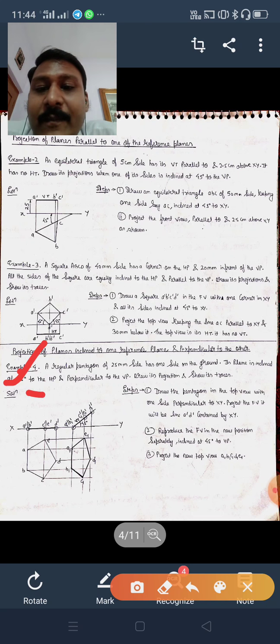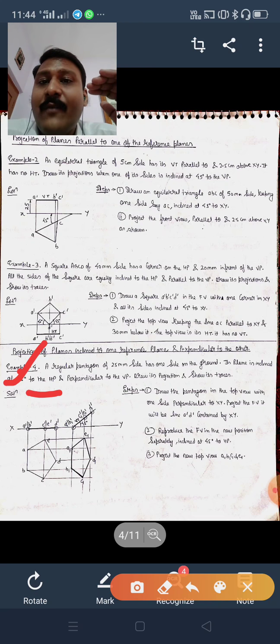Inclined 45 degree to HP means above HP, and above HP means above the XY line, in the first quadrant, as I have already said. So you have to incline the 45 degree plane above the XY line. It means if the inclination is above XY, the object will be below XY, in VP. So now you have to draw the object below the XY line.